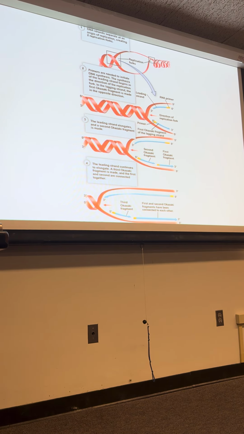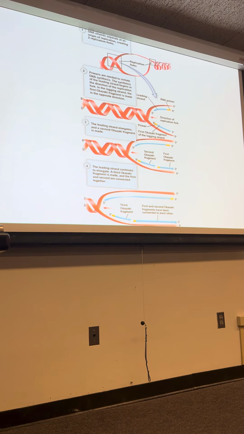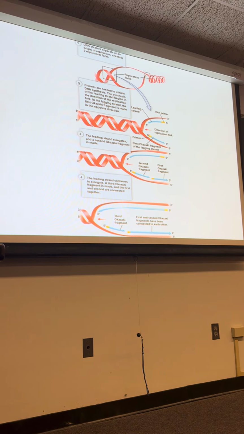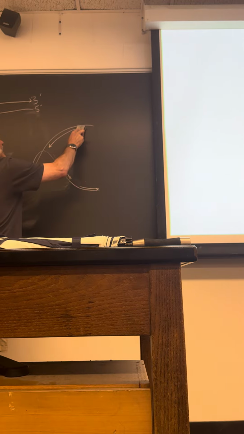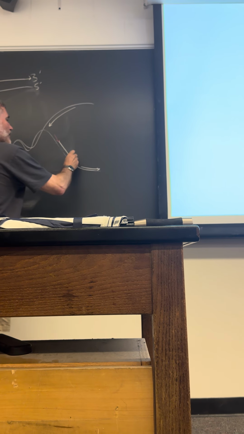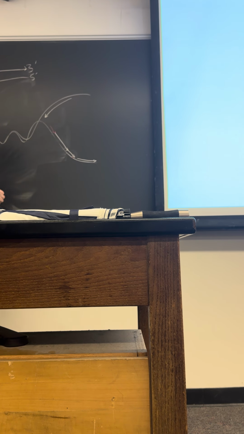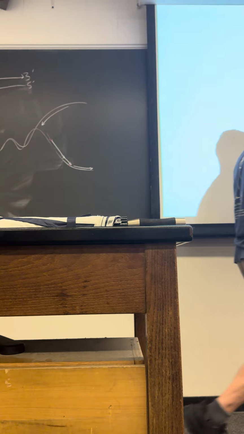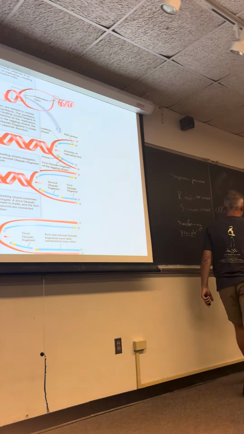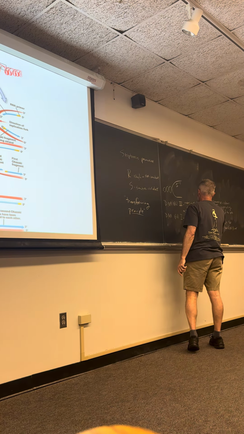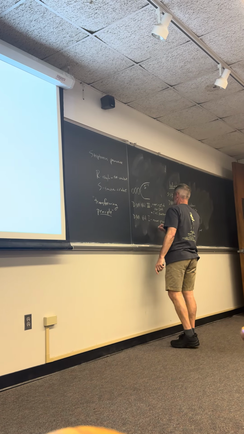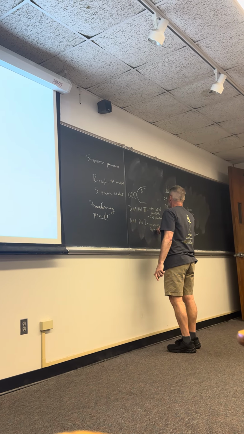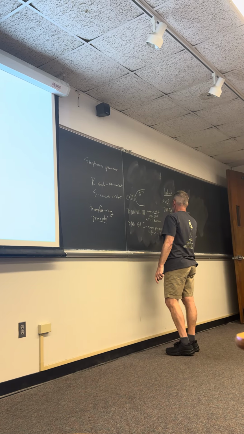And so those little fragments are called Okazaki fragments, and we have to get rid of the primers and replace them with DNA. Okay, and that's the job of DNA polymerase 1. DNA polymerase 3 can't do that. So polymerase 1 removes primers, which are RNA, and replaces them with DNA.